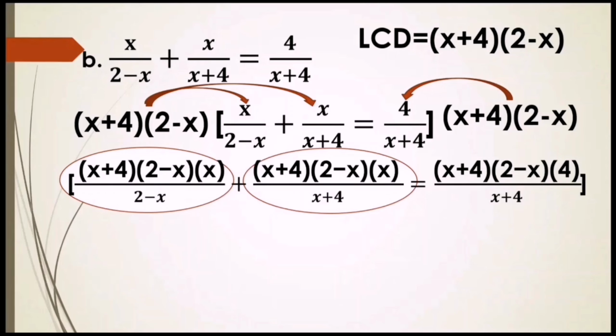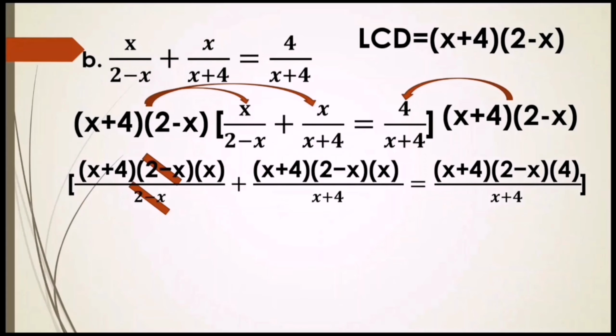Now, our LCD multiplied by 4 all over x plus 4 is equal to x plus 4 times 2 minus x times 4 all over x plus 4. And then, if we observe, the denominator will be cancelled out because we can cancel out from our first term 2 minus x and 2 minus x.